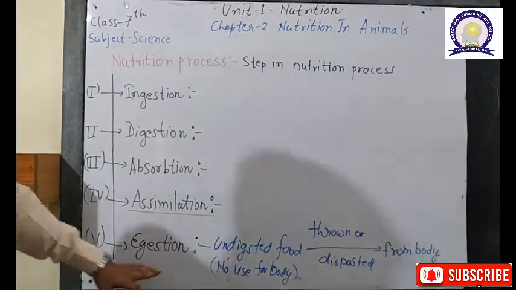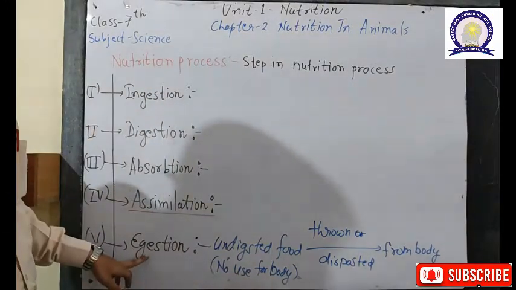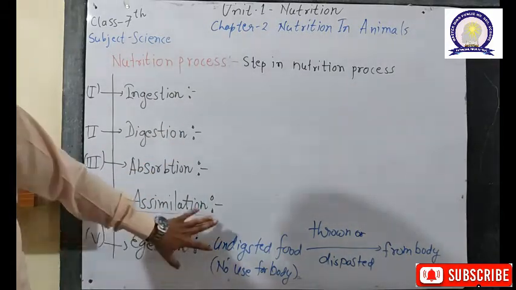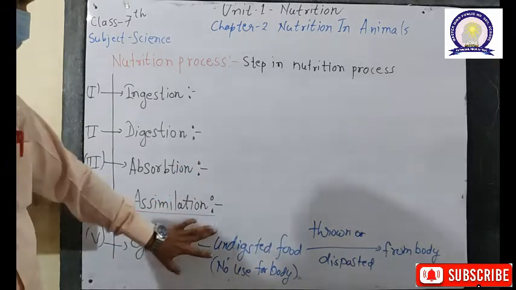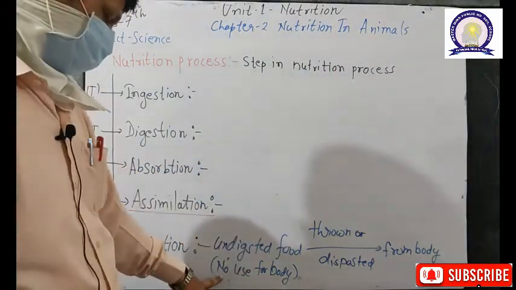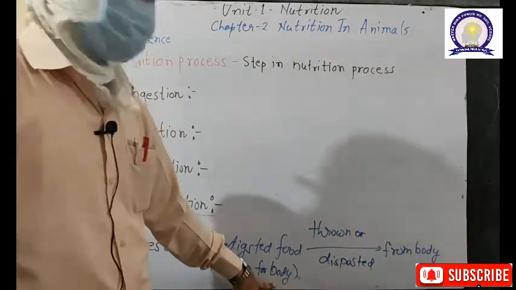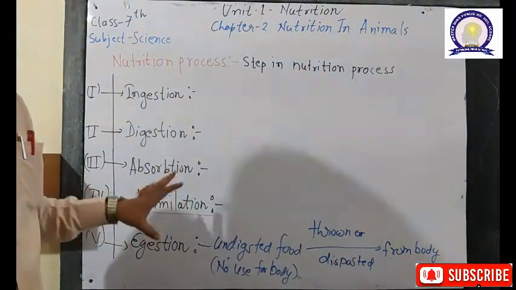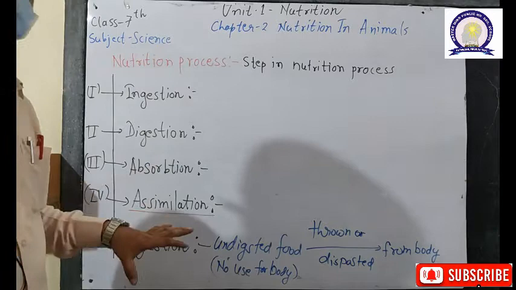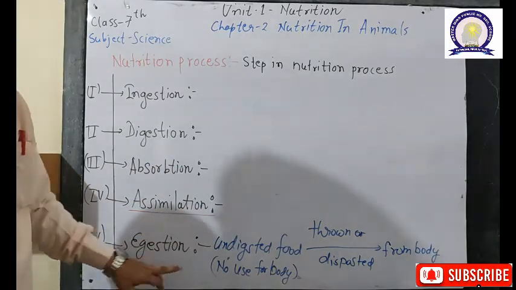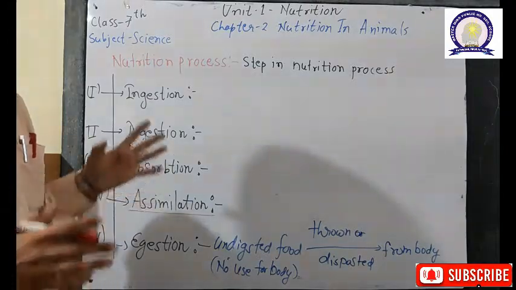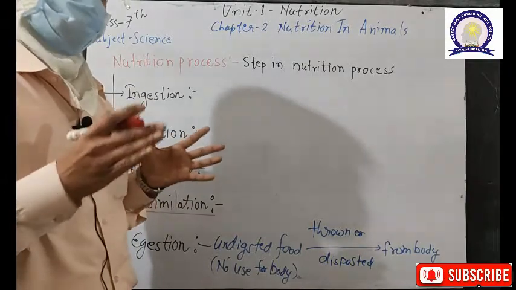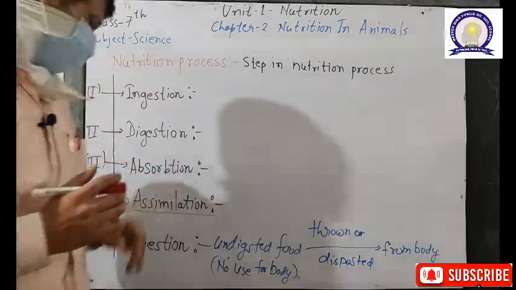The last step in the nutritional process is egestion. What does it mean? When all the processes have been completed, some food substances cannot be digested. Those are called undigested food, or food that is of no use to the body. That food is disposed of from the body, and the process of disposing of the undigested food from the body to the outside is called egestion. When the whole process of nutrition is complete, some food components are left undigested, and the process of removing those is known as egestion.